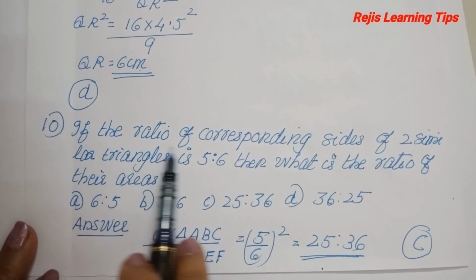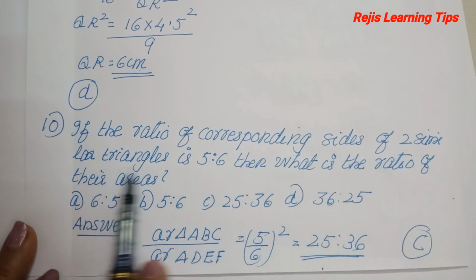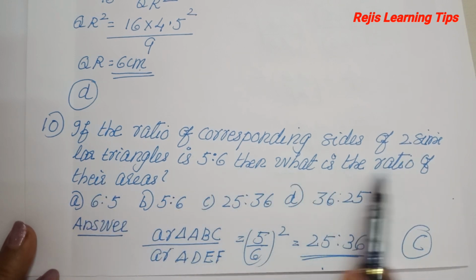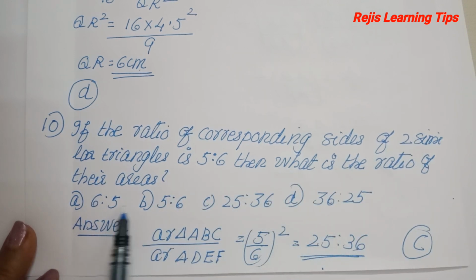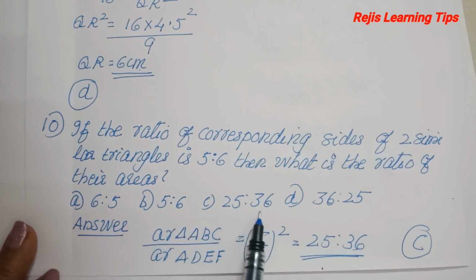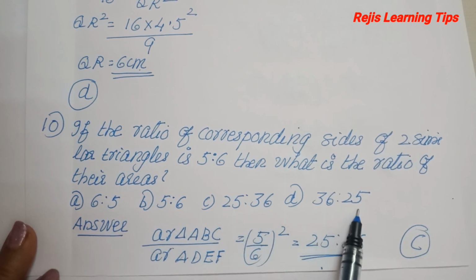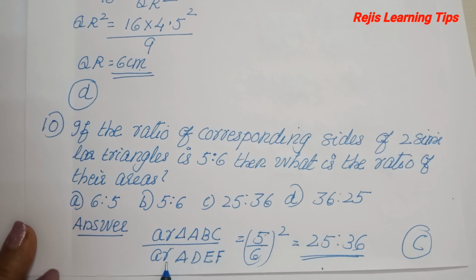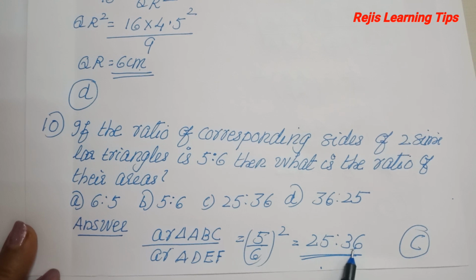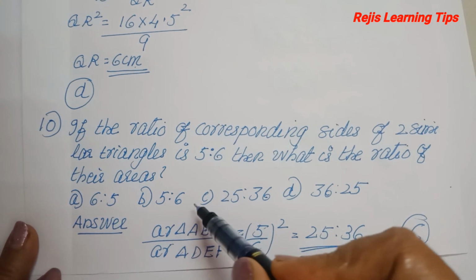Then 10th question, if the ratio of the corresponding sides of two similar triangles is 5:6, then what is the ratio of their areas? 6:5, 5:6, 25:36 and 36:25. Area of triangle ABC divided by area of triangle DEF is equal to 5 by 6 the whole square, that is equal to 25:36. So our option is C.